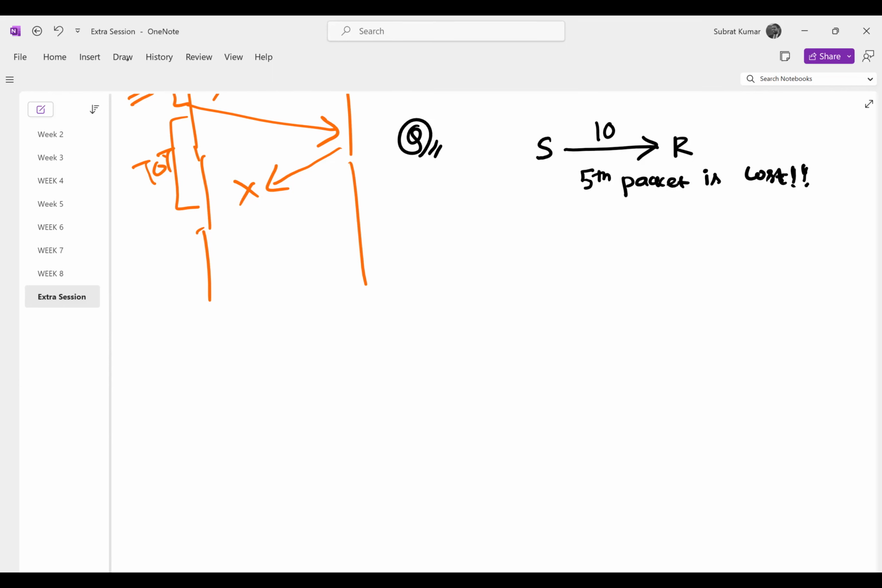Please repeat, sir. Okay, so the question is, you are using the stop and wait protocol to send 10 packets, and every fifth packet out of these 10 packets is lost. While you are sending and retransmitting, every fifth packet is lost. So how many packets in total would be transmitted from source to destination?